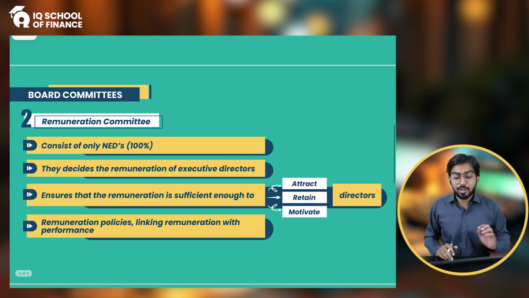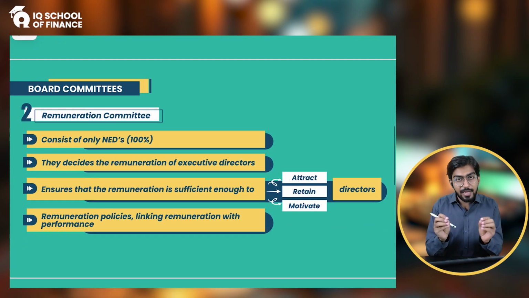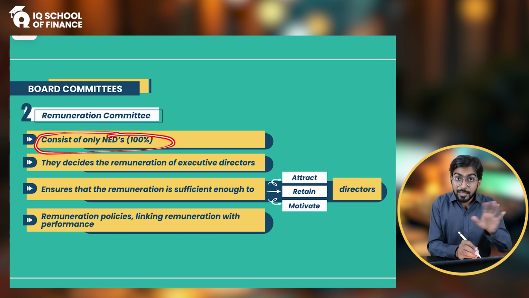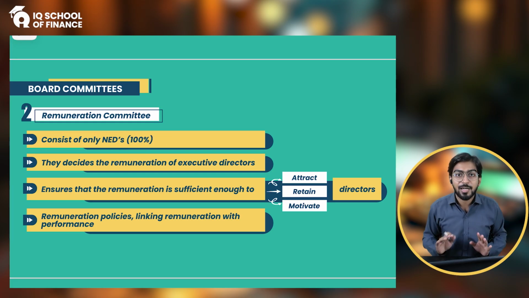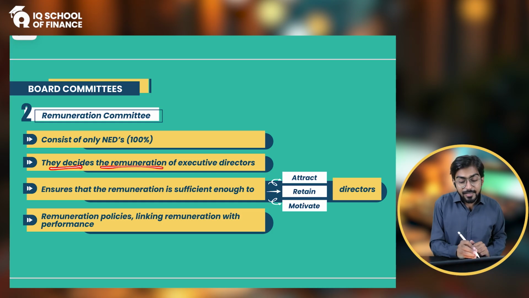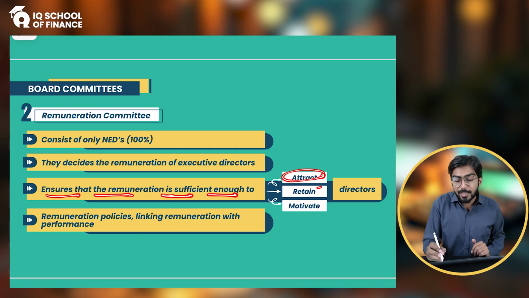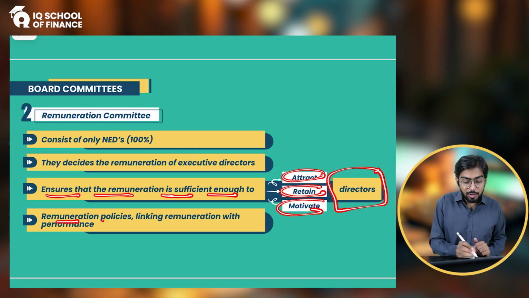Then we have the remuneration committee. By name it is very clear, but let's go through it. It consists of 100% NEDs. No executive director can come into this committee because it's about remuneration. If you include the executive director, it will make no sense, so you need 100% independent people in it. They decide the remuneration of the executive directors and ensure that the remuneration is sufficient to attract, retain and motivate the directors. Remuneration policy links the remuneration with the performance.